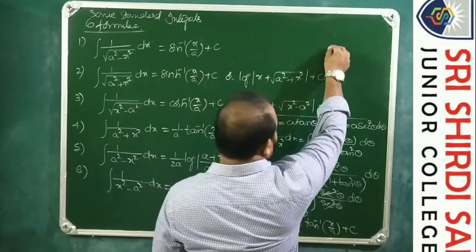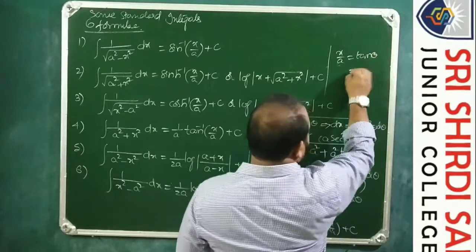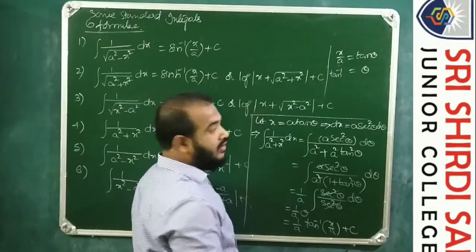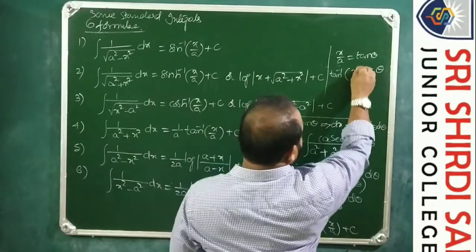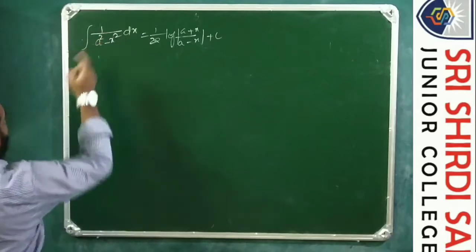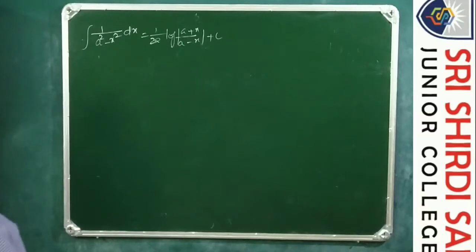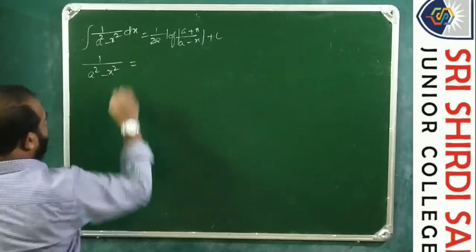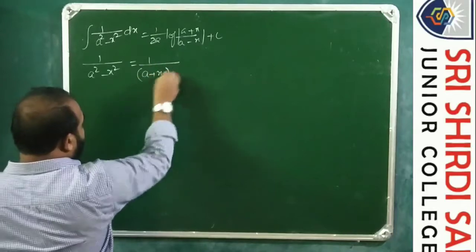If you do not understand, I will show here. x by a is equal to tan theta, so theta is equal to tan inverse x by a, if you transpose according to the inverse trigonometric function. Now let us evaluate integral 1 by a square minus x square dx to be 1 by 2a log mod a plus x by a minus x plus c. So let us consider 1 by a square minus x square. This is 1 by a plus x into a minus x, we can write.